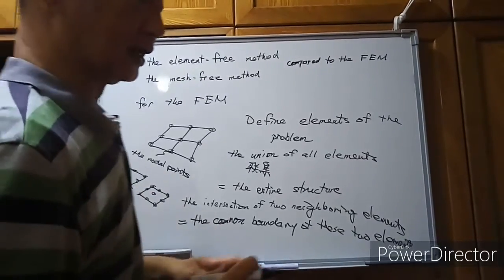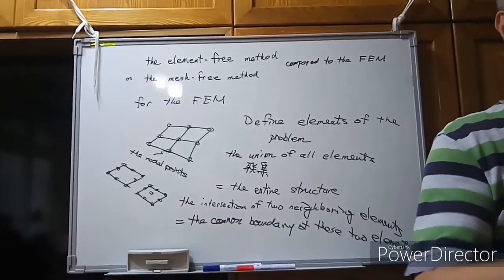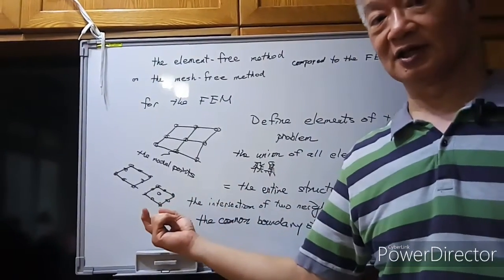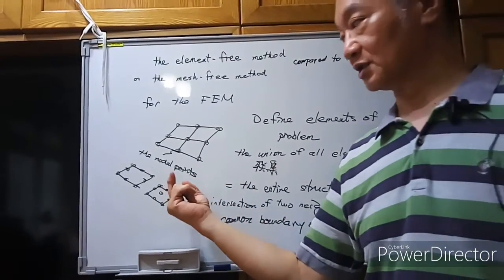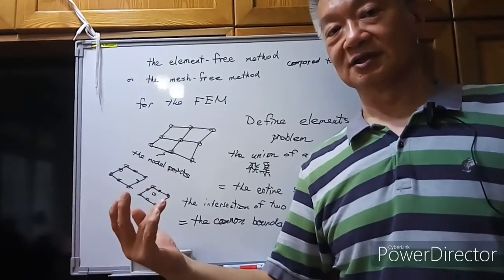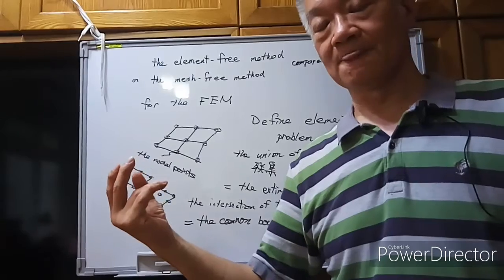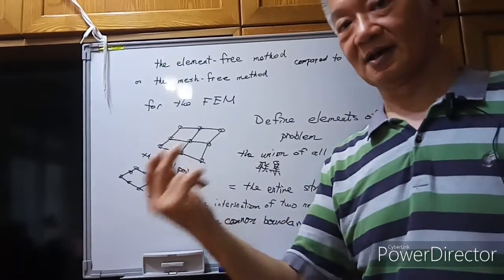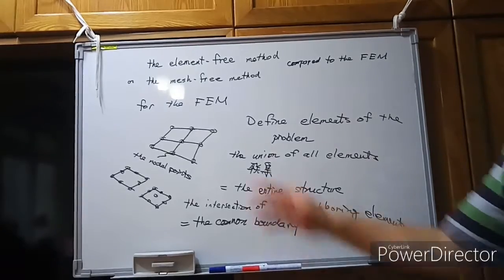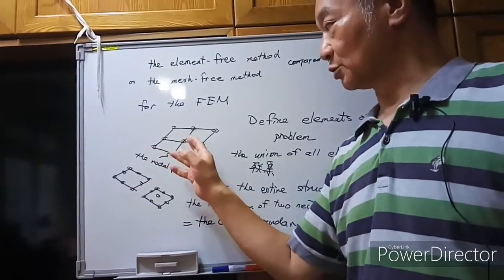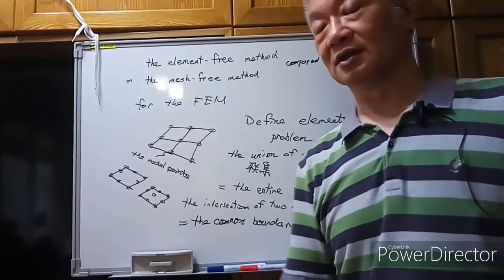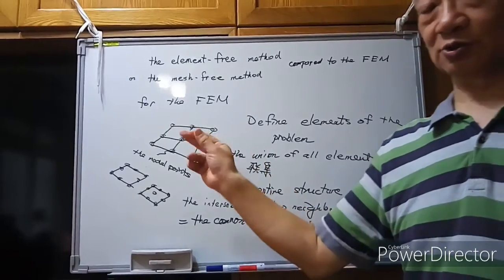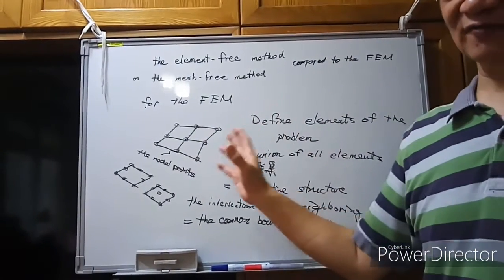okay, not only the eight nodes need to be defined on the four boundary lines. Also, you need to define a point which is inside the element. Usually, this inside node point is close to the center of this element, but it is not necessarily always the center point. You can define the inside point somewhere other than the center. Okay, so it depends on what type of the element you use. If you decide the domains of all elements, also you need to define the required nodal points to describe this element. Okay, so that's for the finite element method.